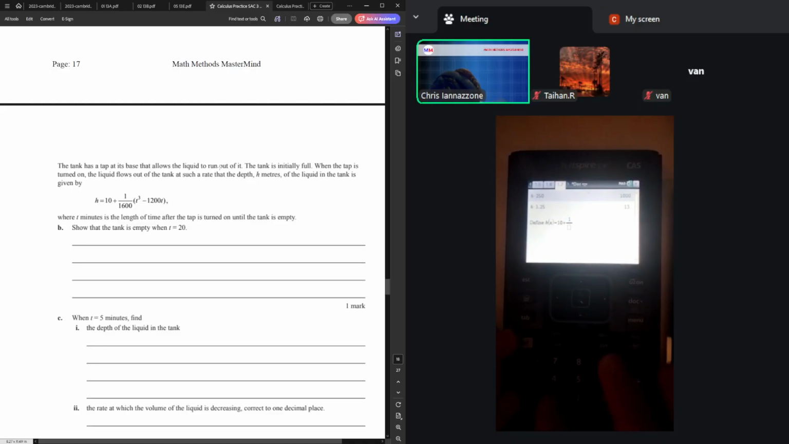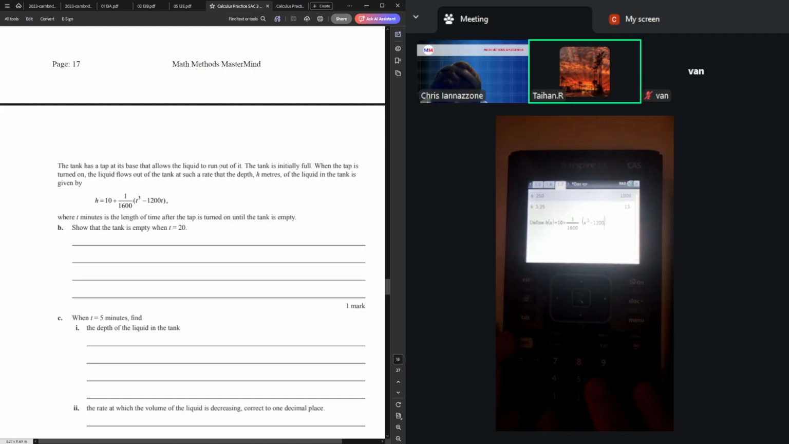1 over 1600 times bracket x cubed. Wait, this is tech active, right? This is tech active, correct. Ah, okay.